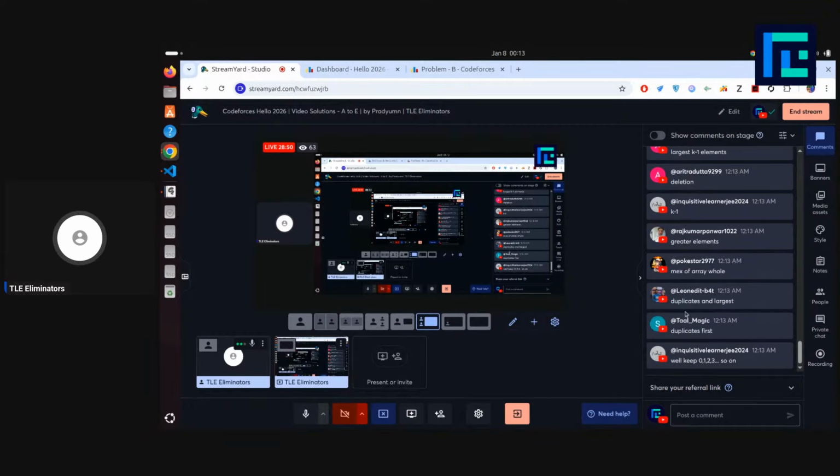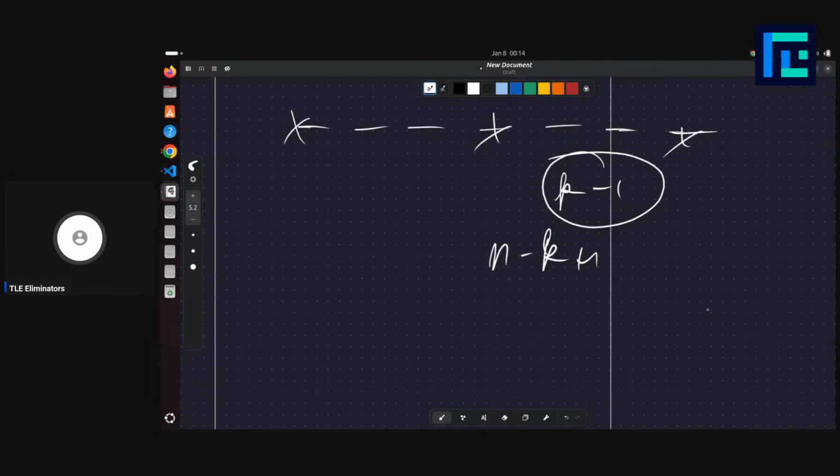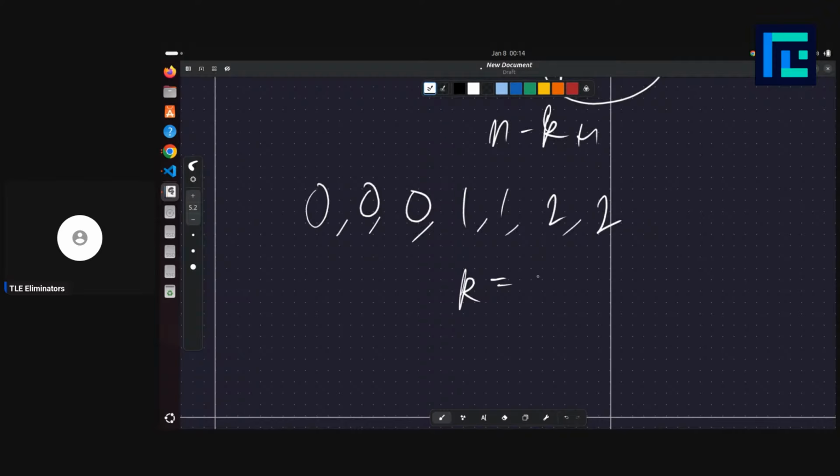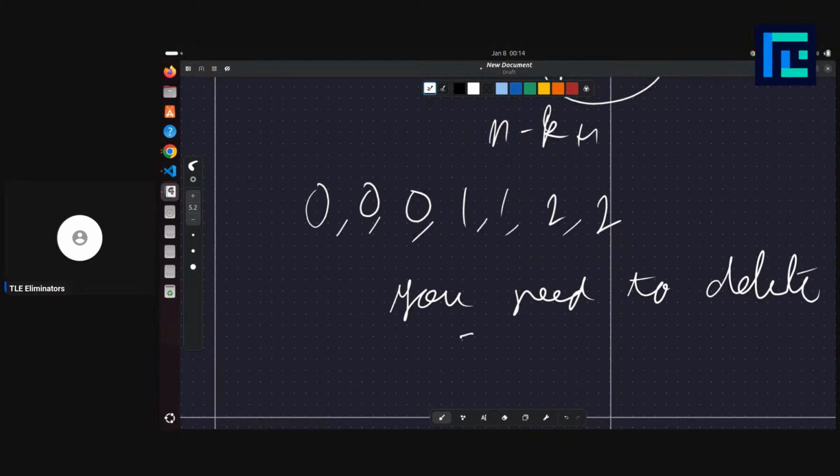Duplicates first. Yeah, duplicates and largest, exactly. So we will first remove duplicates. Some people were saying that we should delete the largest elements first, right? So let me give you this test case: 1 1 2 2. Let's say you need to delete 5 elements. What you would do is delete the 5 largest elements, and the max would become 1, right?